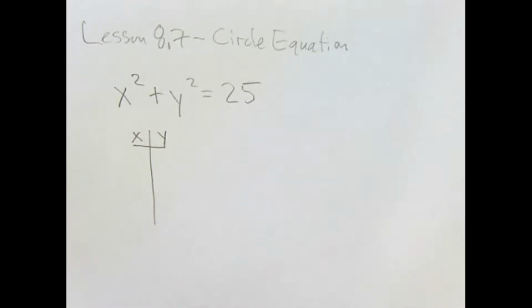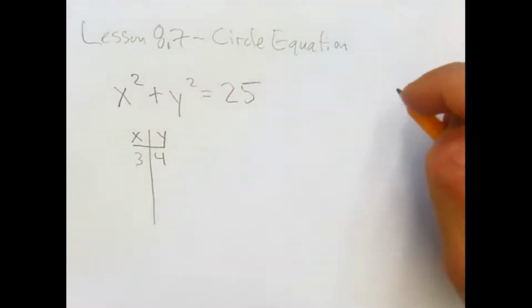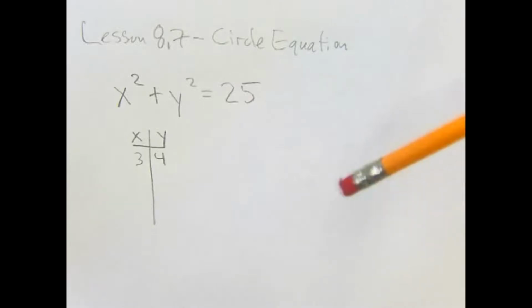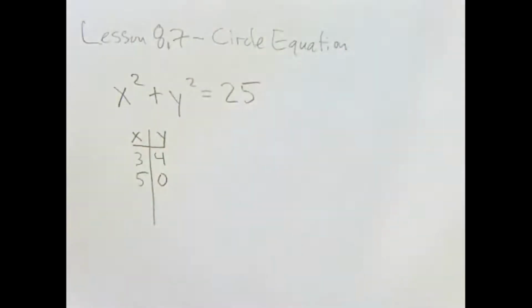So that if I square a number and then add another number squared, the answer comes out to 25. 3 and 4. I don't know who said that. 3 and 4 works. There's actually some easy ones. How about 5 and 0? That's another easy one.